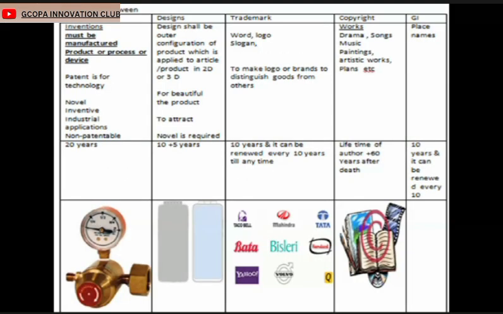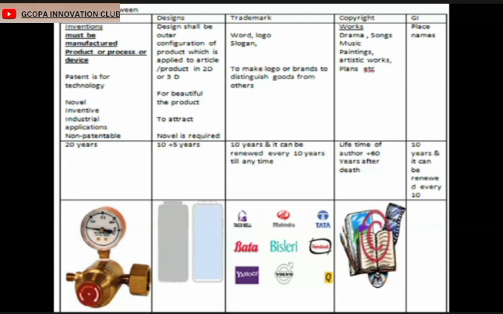So as you can see, there are different types of IPs which are existing, like patent, design, trademark, copyright, GI. Each one is different from the other. Initially, when you talk about patent, it is given for inventions like any product, process, device, compositions, etc. Wherein the concept has to be new, inventive, industrially applicable, and it should not fall under the category of non-patentable inventions. Initially, the period of protection is 20 years from the date of filing.